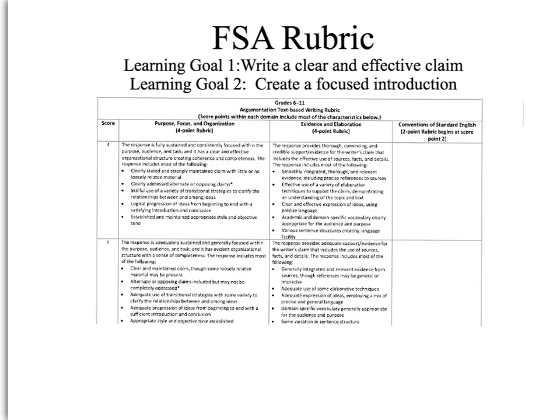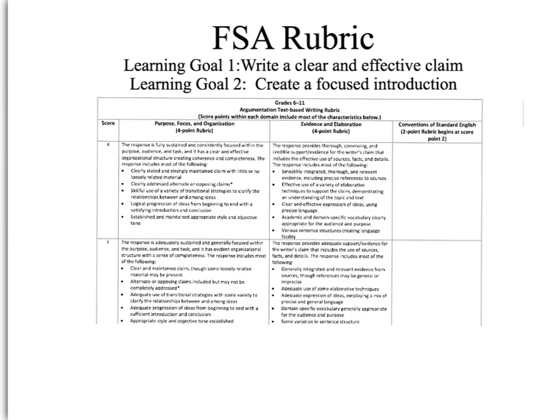To score a 4 on the FSA purpose, focus, and organization piece, you must have a response that is fully sustained and consistently focused within the purpose, audience, and task. It has a clear and effective organizational structure, creating coherence and completeness. It includes most of the following: a clearly stated and strongly maintained claim with little or no loosely related material, clearly addressed alternate or opposing claims, skillful use of a variety of transitional strategies, logical progression of ideas from beginning to end with a satisfying introduction and conclusion, and an established and maintained appropriate style and objective tone.